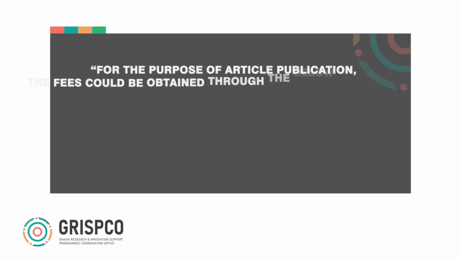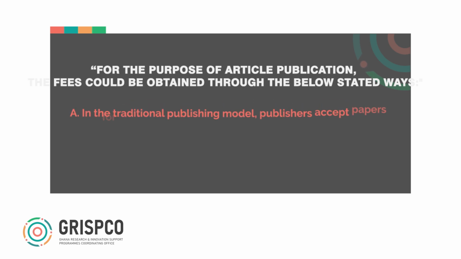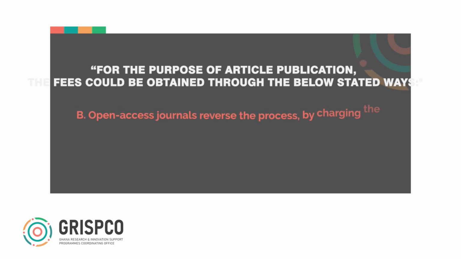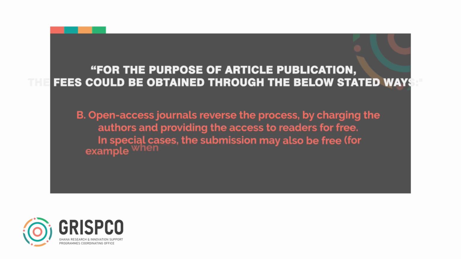For the purpose of article publication, the fees will be obtained in the ways stated below. In the traditional publishing model, publishers accept papers for free and charge the readers for accessing them. Open access journals, however, reverse the process by charging the authors and providing access to readers for free. In special cases, the submission may also be for free, for example, when an academic institution is paying fees.